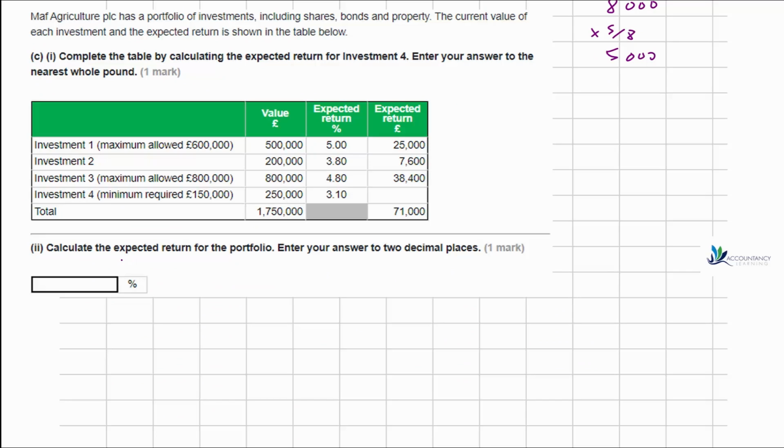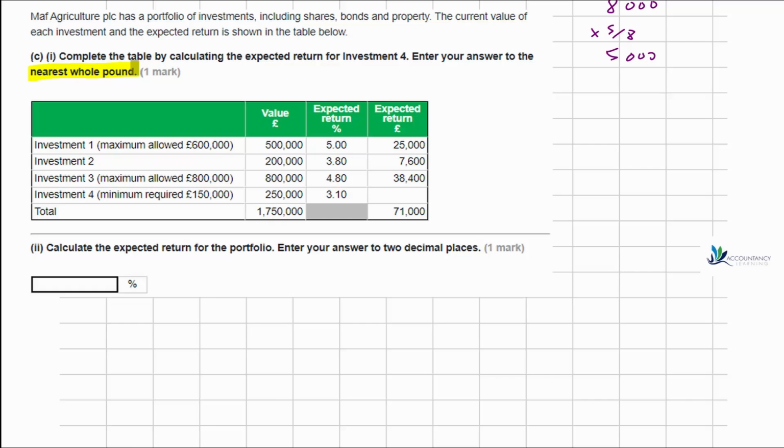Next, MAF Agriculture plc has a portfolio of investments including shares, bonds and property. The current value of each investment and the expected return is shown in the table below. So we need to complete the table by calculating the expected return for investment 4, and we need to enter our answer to the nearest whole pound. And remember that this answer is being marked by the computer in your assessment, so you need to make sure you follow instructions or you risk not getting the mark you deserve.